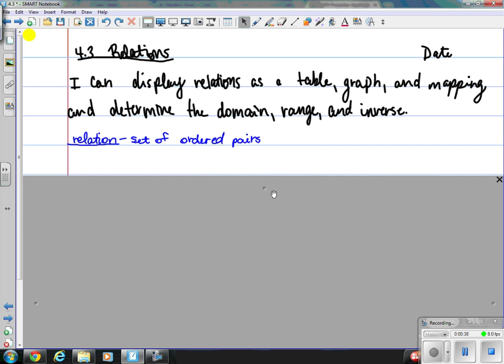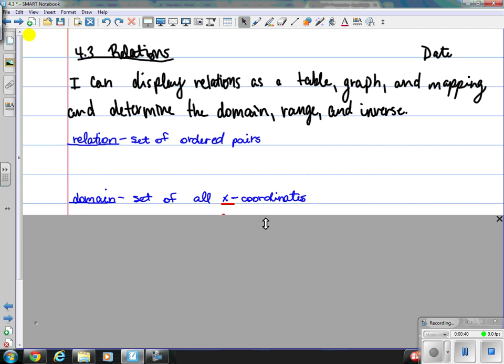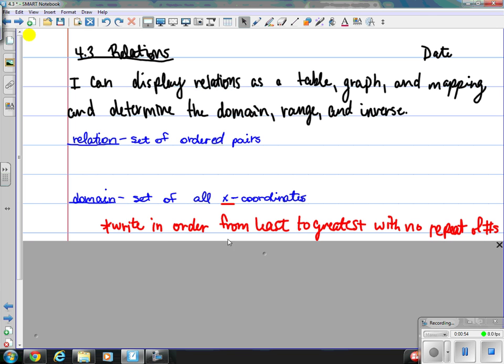After relation, we have domain, which is the set of all of our x coordinates. So if you think about our ordered pairs, in every ordered pair I have an x and a y. Domain is just my x coordinates. And if I write domain, I have to write it in order from least to greatest with no repeat of numbers. So if a number repeats, you only write it once.